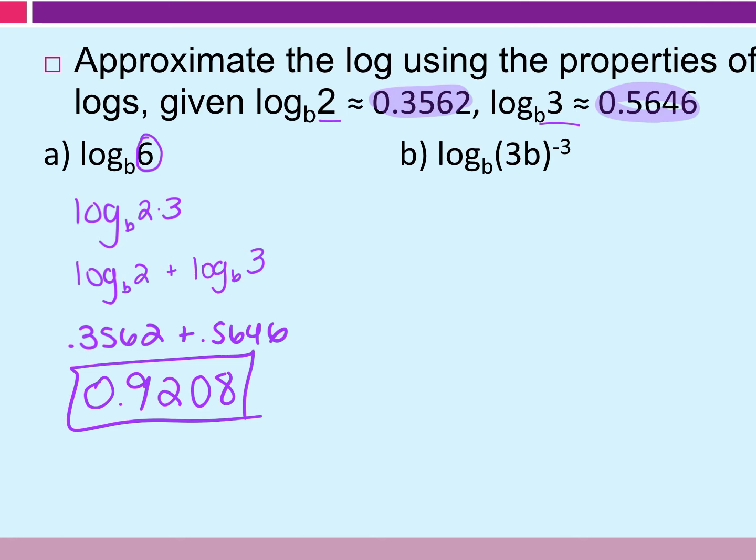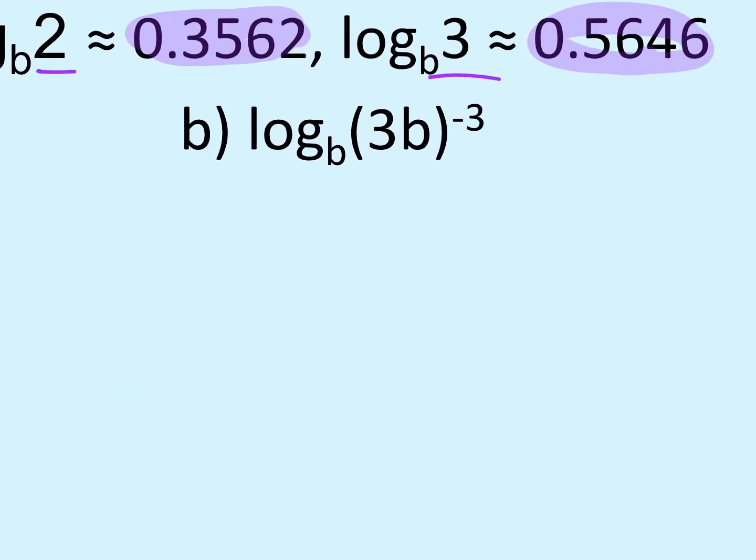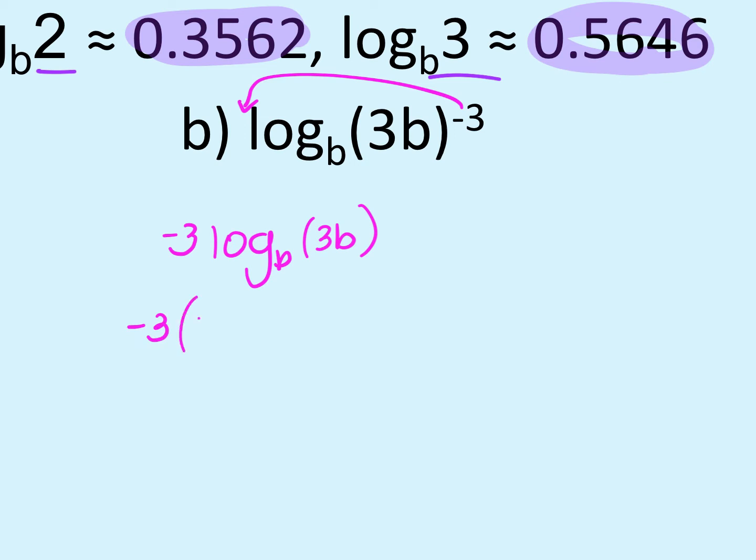Now look at B. How do I rewrite B? -3. So you can bump -3 into the front. This is just one way to do it. Okay, so it'd be -3 log base B of 3B. Good. Be careful when you do this next step because that -3 is going to both terms.